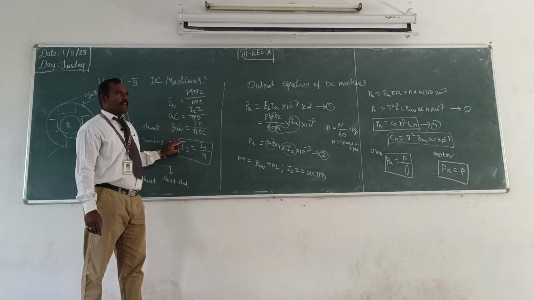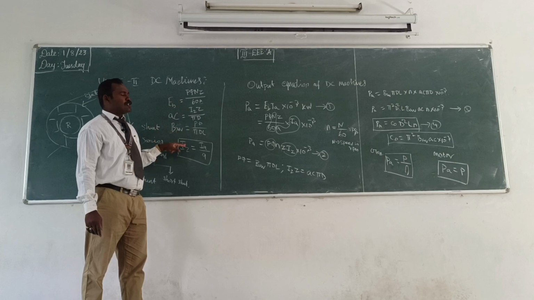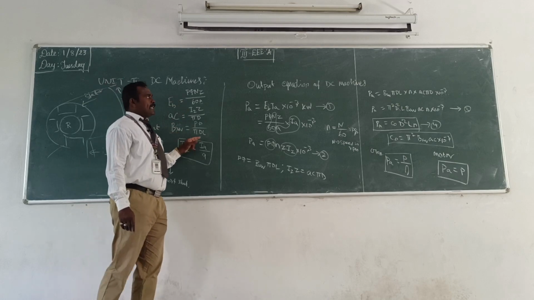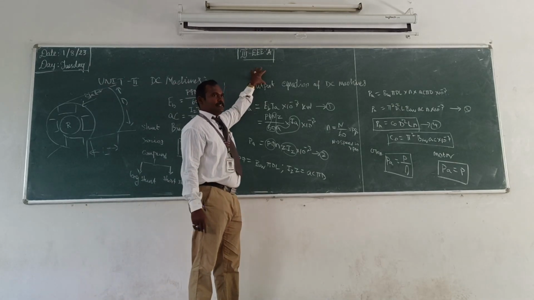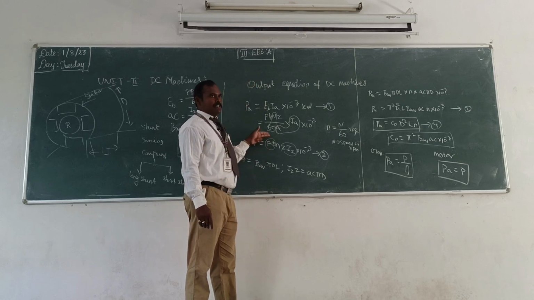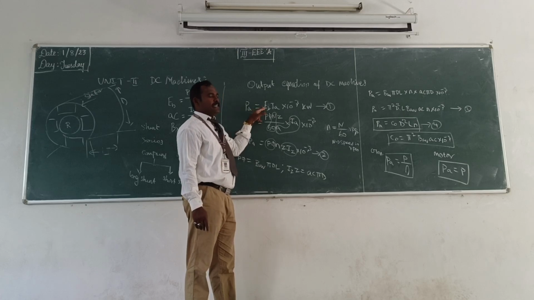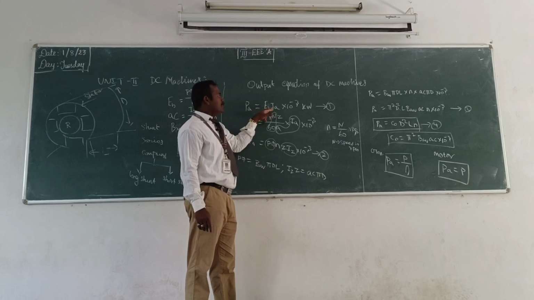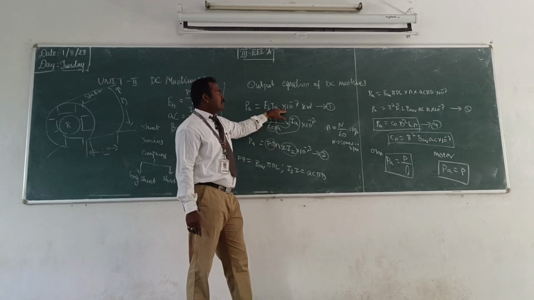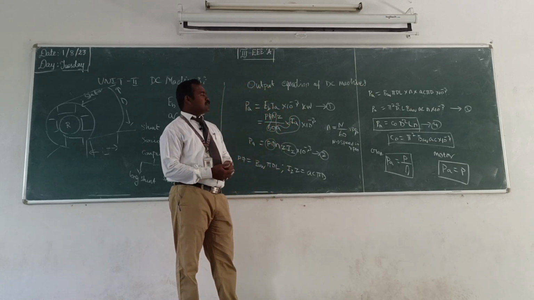We already derived this in the last class, that is the choice of specific electric loading and choice of specific magnetic loading. Then the current flow in each conductor, Iz, should be equal to the current in the armature divided by the number of parallel paths. You should remember all these expressions while deriving the output equation. Normally the power developed in the armature should be equal to Eb, the developed EMF, into Ia, the current, into 10 power minus 3 kilowatts.